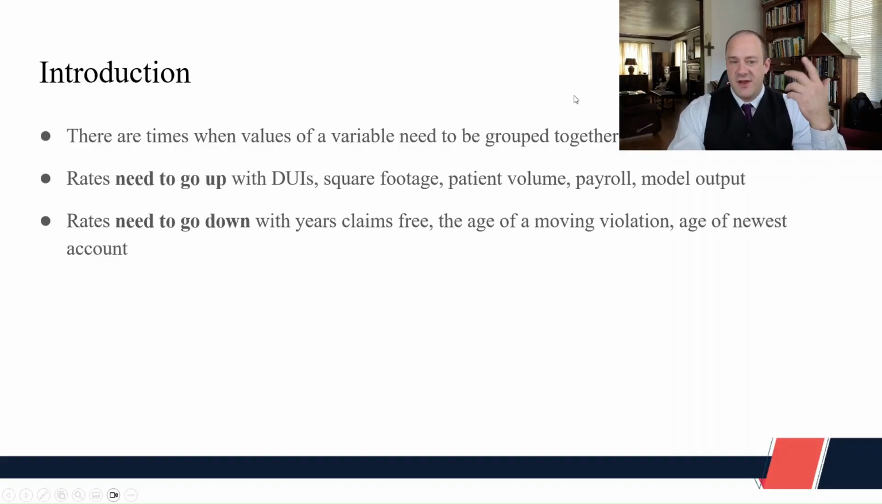Similarly, rates need to go down if you're talking, again, insurance, about years claims free. Like that's got to count for something. I haven't had a claim in 5 years. Hey, can you give me a break on the price? The age of a moving violation: oh, that speeding ticket was 4 years ago. Who cares? Come on, give me a break. Maybe the age of the newest account. If you're looking at someone's financial history and all of their accounts are way old, it's like, okay, this guy's got a pretty stable financial history here.